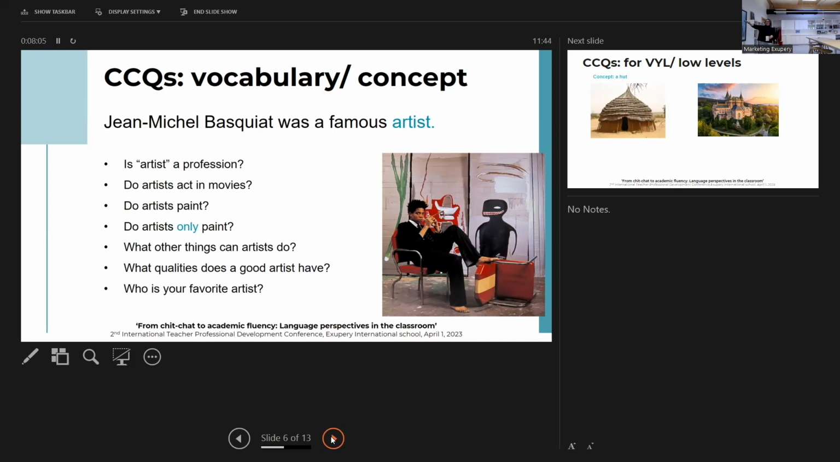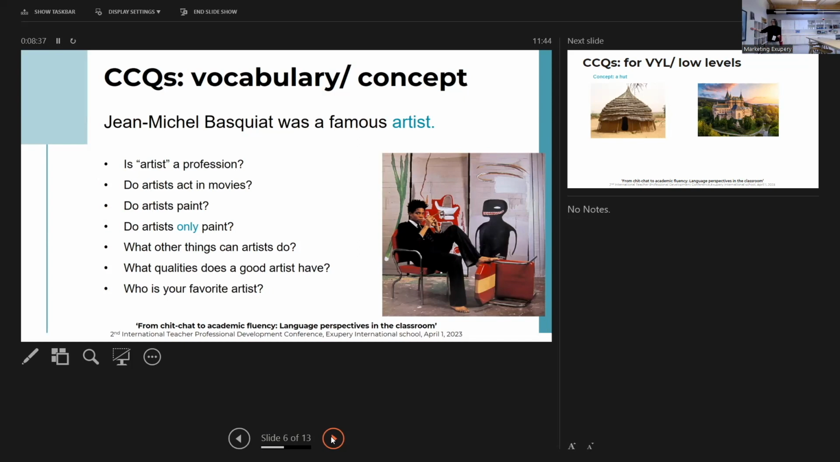And I start with something simple. Is artist a profession? Yes. Do artists act in movies? And here I will double check with the confusion they might potentially have. So no. Do artists paint? Yes. And then we can expand understanding with the help of the questions. Do artists only paint? Discrimination question. And here we can lead into discussion about that. Artists can create sculptures, artists can create music, we can talk about contemporary art, so expansion.